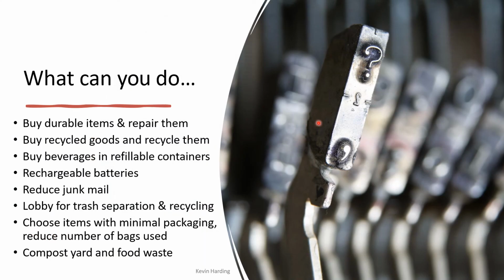So now what can you do? Some of these things are fairly obvious. Buy durable items, and do recycle. Don't buy new water bottles every time you have water; rather buy one container that you can refill. Use rechargeable batteries, and reduce junk mail. I think that one should probably come out now, because it was from back in the day when everything got sent to you through a post box. Lobby for trash separation and recycling, and choose items with minimal packaging. You can also compost your yard or food waste. I'm sure there are other things on this list that you can think of that you're probably already doing, or that could be quite suitable for your neighborhood.